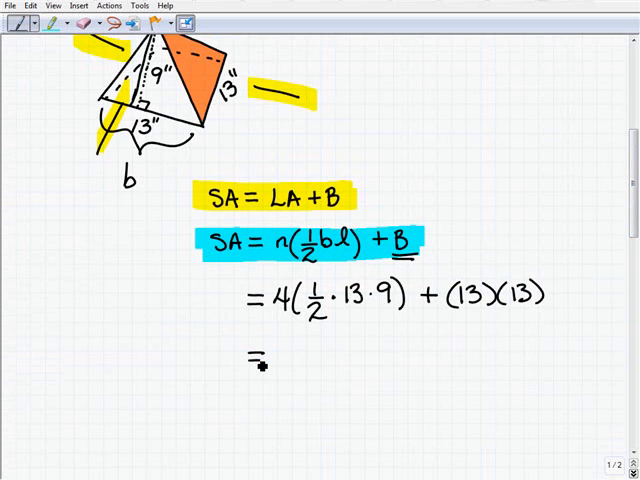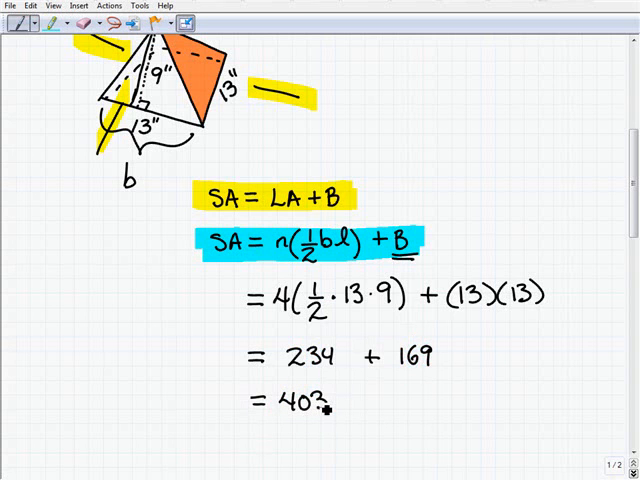So the first part, I'm getting 4 times 1/2 times 13 times 9, that's 234, plus 13 squared, or 13 times 13, is 169. So let's add these two numbers together for our grand total of 403. Now, 403 what? Remember units of measure when we're talking about area and volume. The measurement here is in inches, so our area is going to be expressed in inches squared. That's the surface area of this square pyramid.